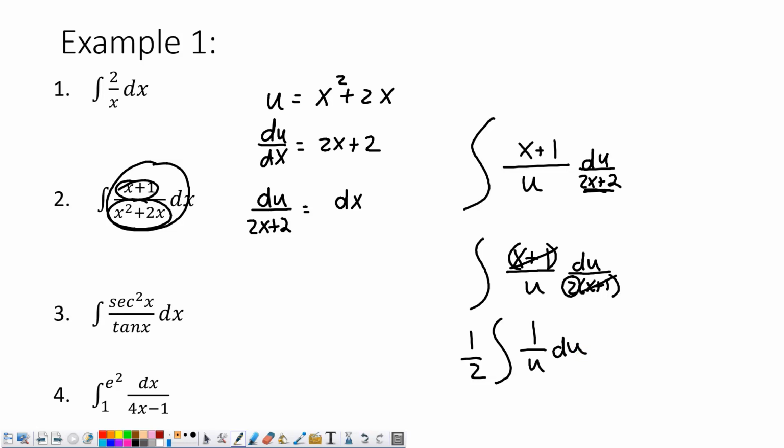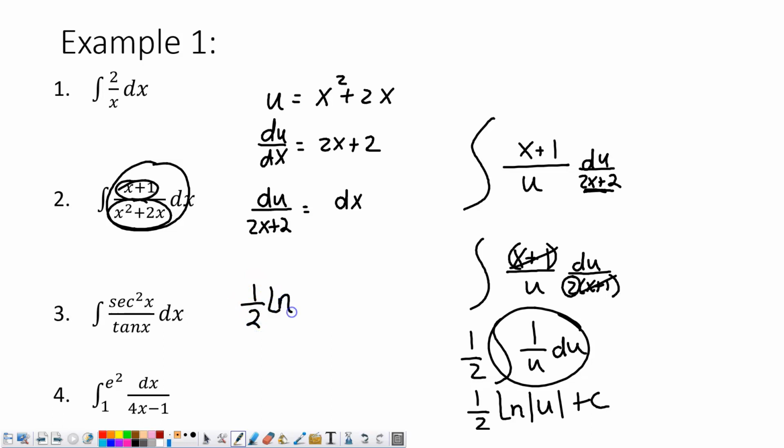All right, and then now it looks like a natural log integral, right? So now I have 1/2 ln absolute value of u plus c. And of course, at this point, we want to replace the u with what u was equal to. u was equal to x squared plus 2x. And we're good to go.